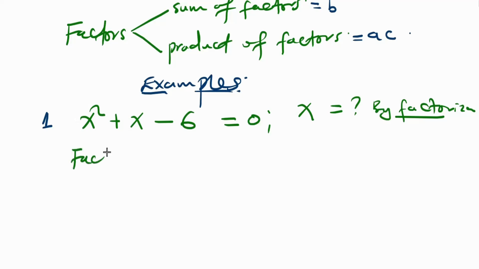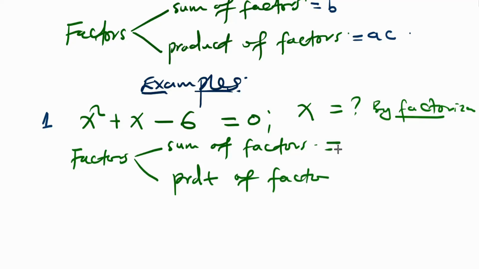So the factors we have to get should be in line with the sum of factors and then the product of factors. And when you're talking about the sum of the factors, we are going to have a 1 because the coefficient of x here is 1. Then the product of the factors, we have the coefficient of 1 multiplied by negative 6, which gives us negative 6.